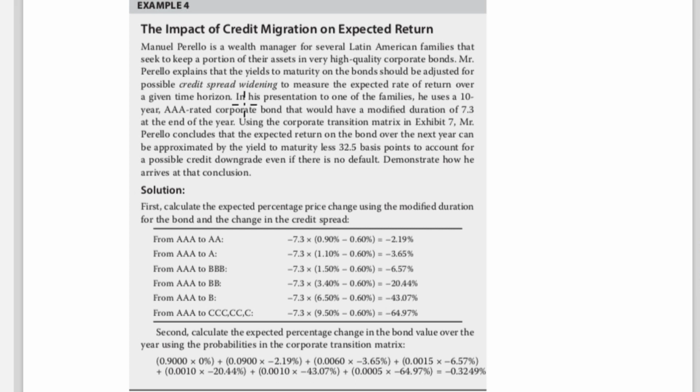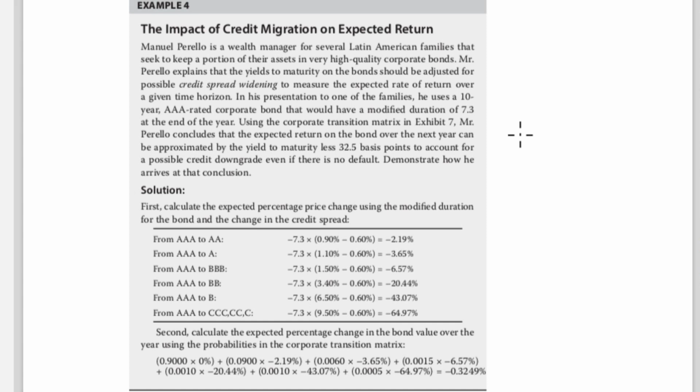Here we are, example 4, the impact of credit migration on expected return. Manuel Perello is a wealth manager for several Latin American families that seek to keep a portion of their assets in very high quality corporate bonds. Mr. Perello explains that the yields to maturity on bonds should be adjusted for possible credit spread widening to measure the expected rate of return over a given time horizon. In his presentation to one of the families, he uses a 10-year AAA rated corporate bond that would have a modified duration of 7.3 at the end of the year, using the corporate transition matrix in Exhibit 7.